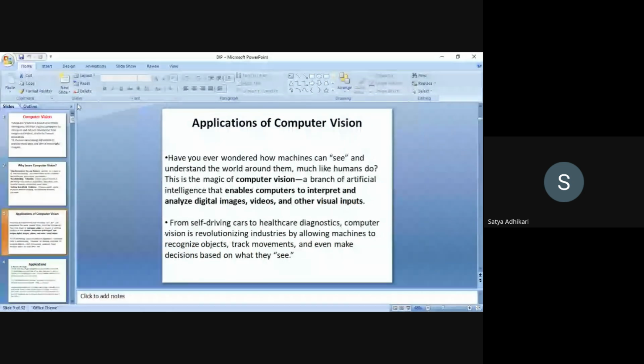This is a branch of AI that enables computers to interpret and analyze digital images, video, and other visual inputs. The computer will analyze like a human or better than a human. For self-driving cars to healthcare diagnostics, as already discussed, computer vision is revolutionizing industry by allowing machines to recognize objects, track movement, and even make decisions based upon what they see.